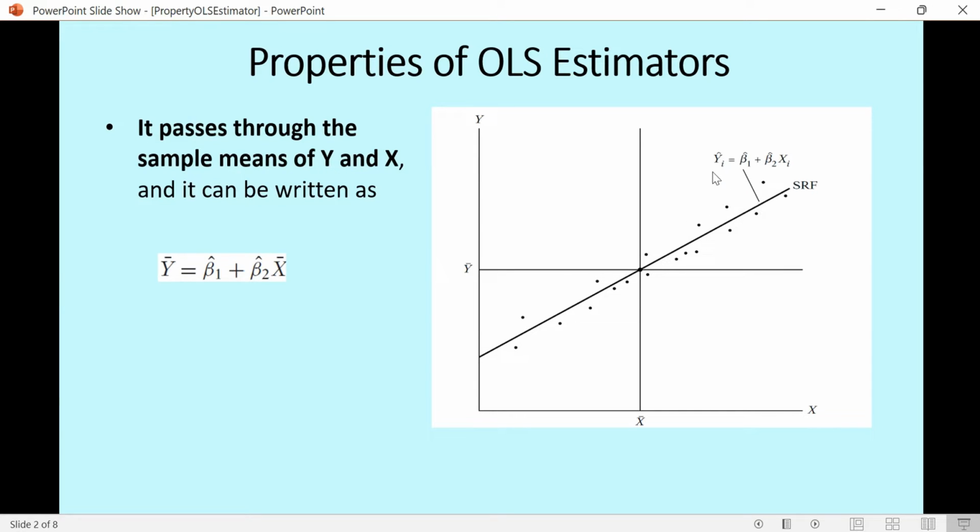This line is the normal regression line. We can write the y observations as x times beta 2 hat plus beta 1 hat. So this is the estimated y value from the parameter estimators. And this line passes through the mean value of x and y.